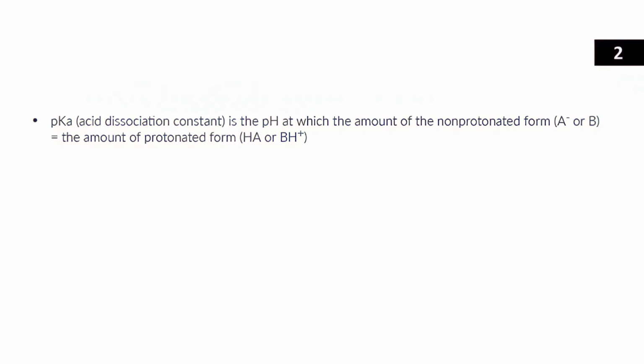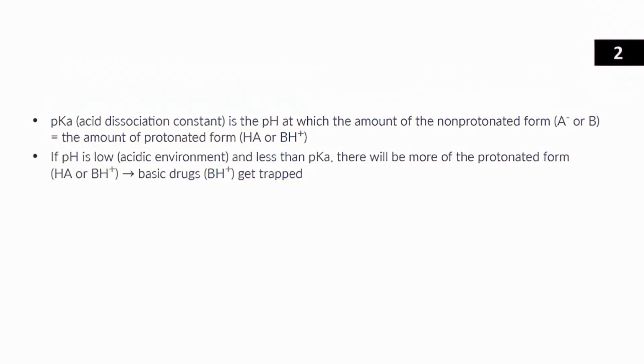Or, if you're dealing with a basic drug, it's the pH where the amount of basic drug is equal to the amount of uncharged base. So that's the pKa. The acid dissociation constant. It's a pH value, and every drug has its own pKa, which you could look up if you needed to.